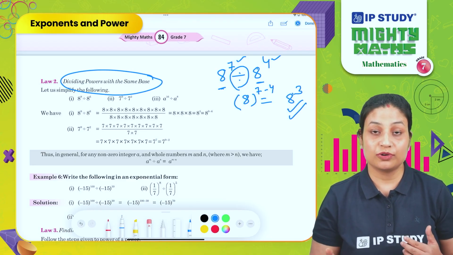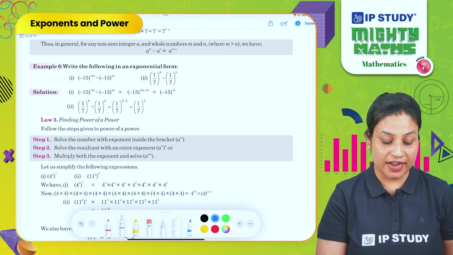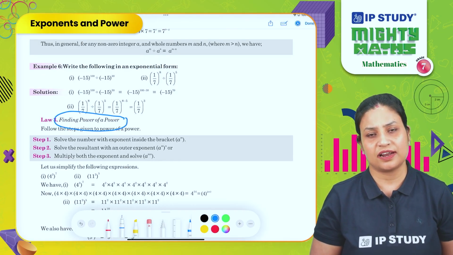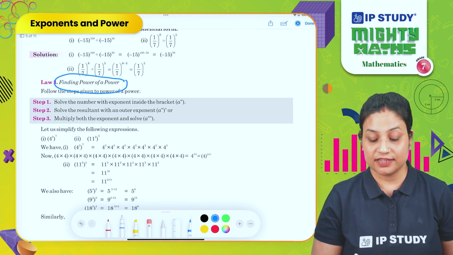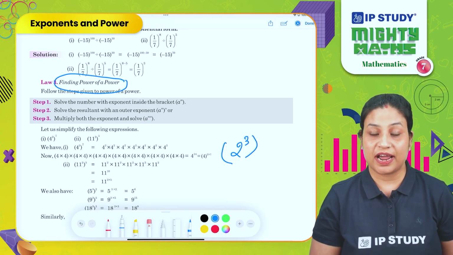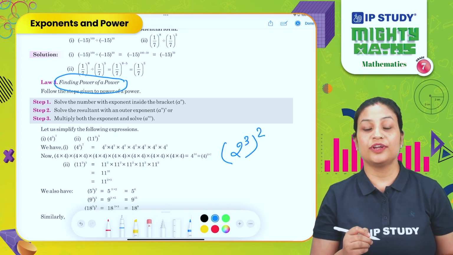Now let's move on to the next law. Let's see what that is. Next is finding the power of a power. This is very, very interesting and I find it easy too. Now let's take an example to understand this. Suppose I have 2 raised to the power of 3 in one bracket, and then outside I have one more power, say 2. So how are we going to solve it?